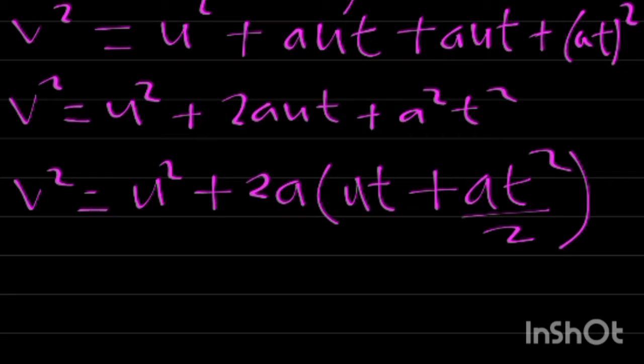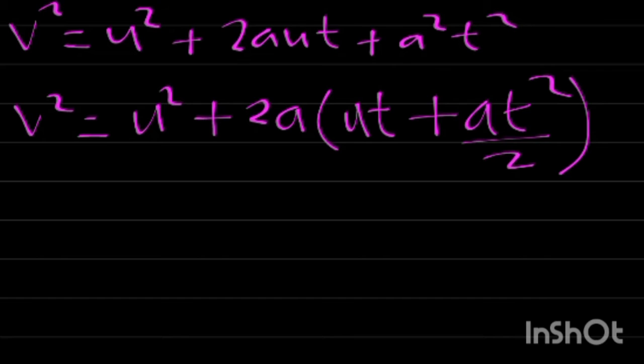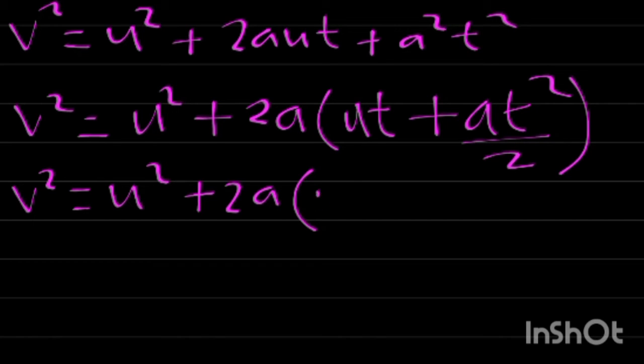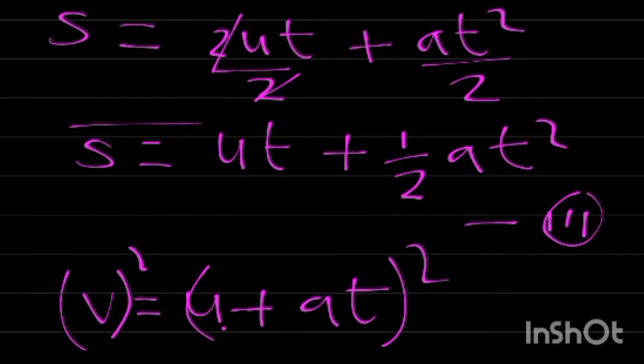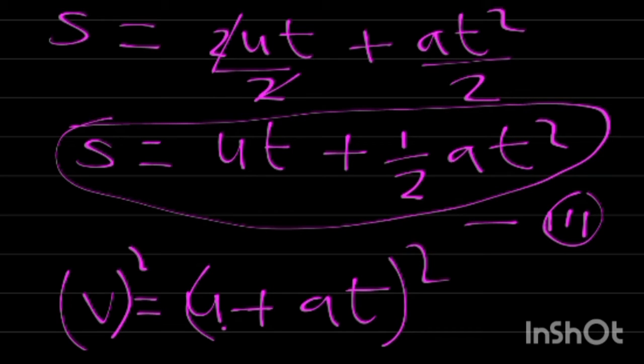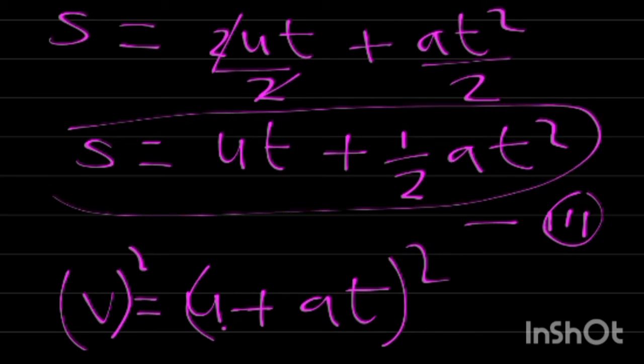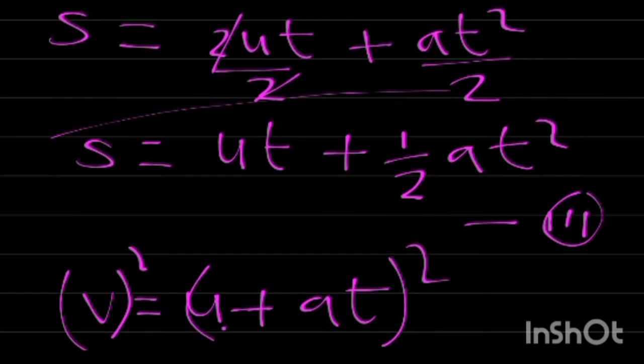Let's continue. Now, if you look at everything inside that bracket, we have V squared is equal to U squared, then plus 2A into bracket UT plus, you can write this as half AT squared, bracket close. If you look at this, let's go back to equation 3. What we have as our answer, look at equation 3 here. That is what we have as our answer here. So equation 3 is actually what? S is equal to UT plus half AT squared.